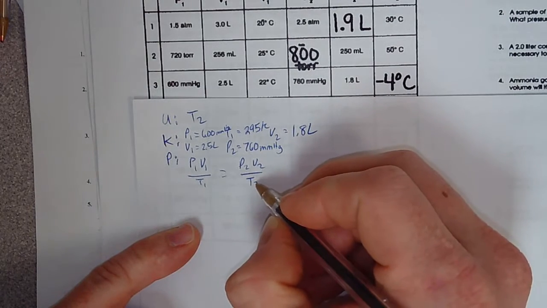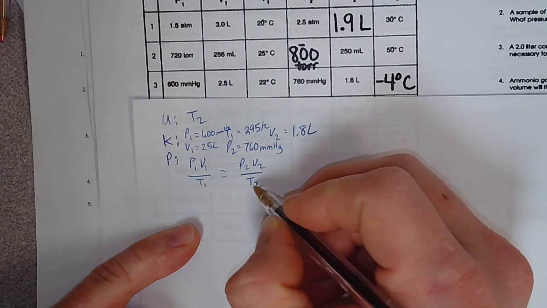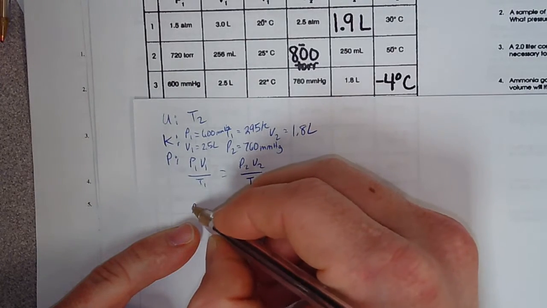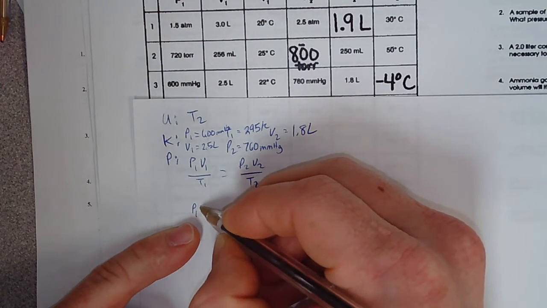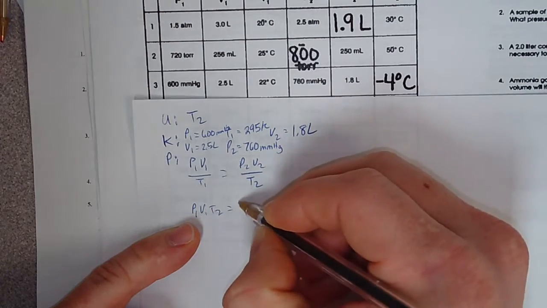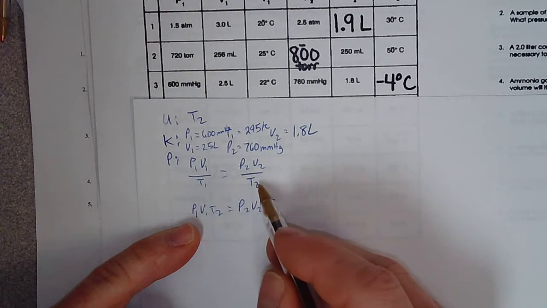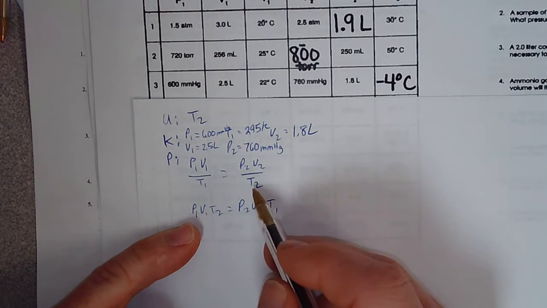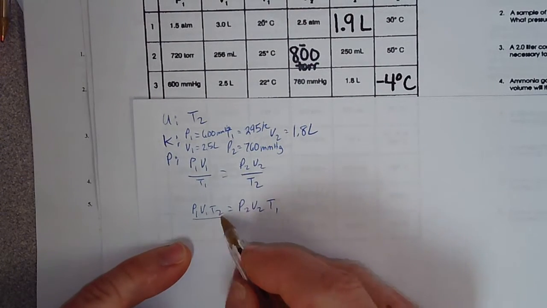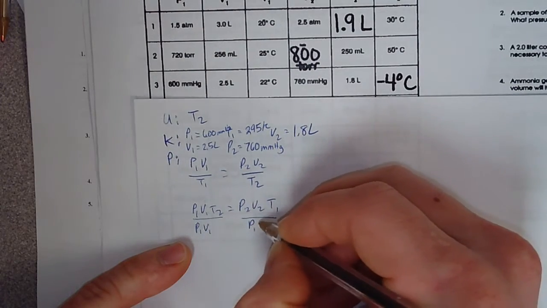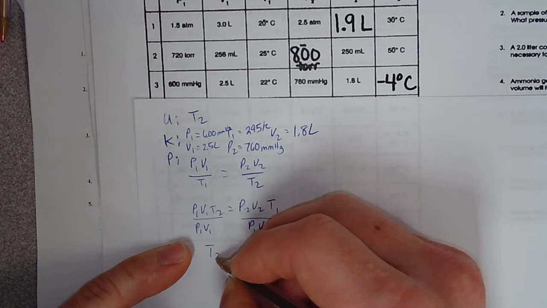And in order to solve for T2, T2 is in the denominator, so I'm going to cross multiply first. So P1 V1 T2 equals P2 V2 T1. Do that to get the T2 out of the denominator. And then we can divide both sides by P1 V1. And that'll give us T2.